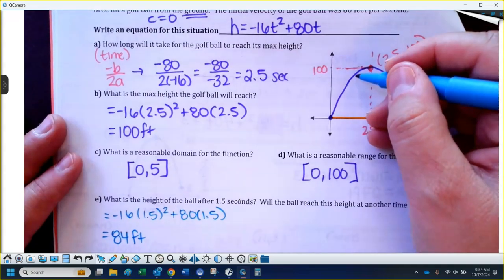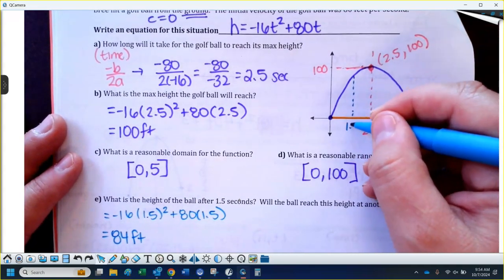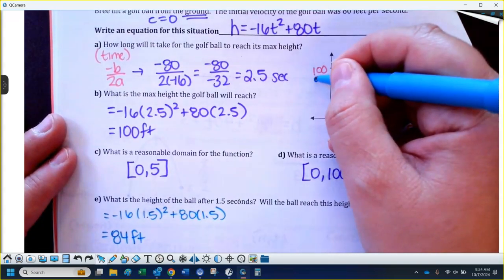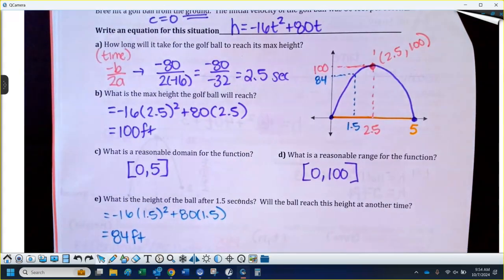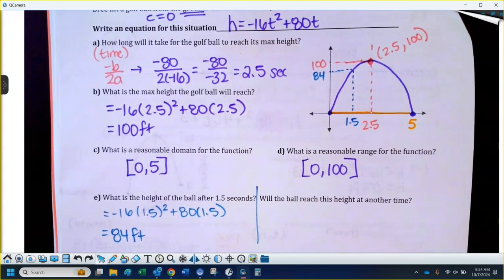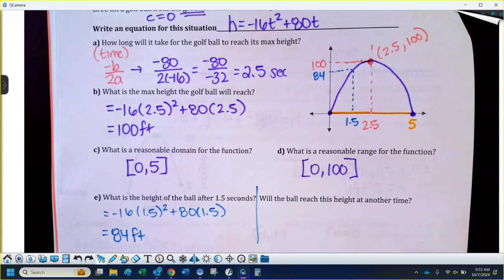So I'm just going to kind of eyeball this on my paper. It doesn't have to be perfect. So after 1.5 seconds, I'd be at 84 feet. Okay, now right next to this, it says, will the ball reach that particular height, 84 feet, at another time? So here's my golf ball going up in the air. Here I hit 84 feet. Would I hit 84 feet at another time?